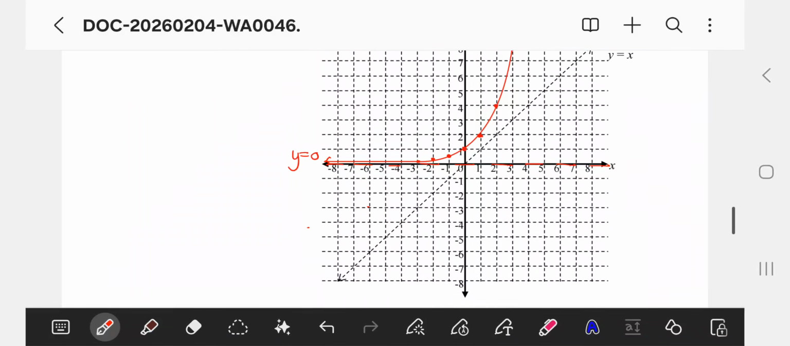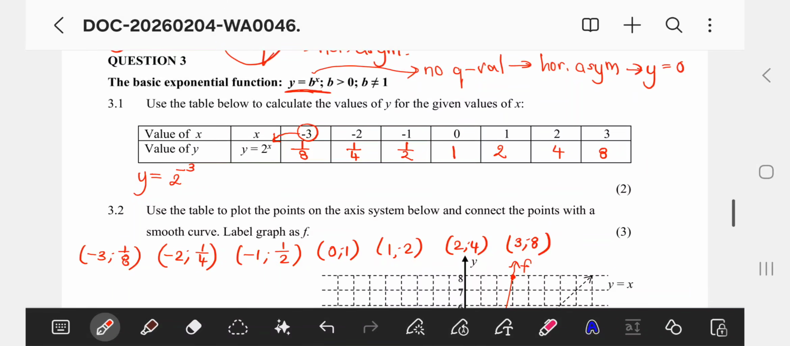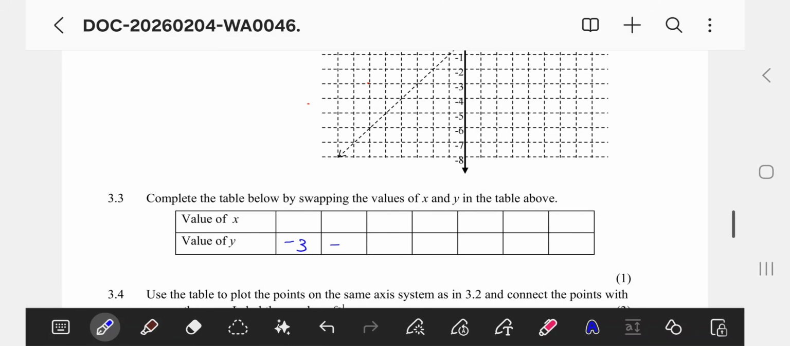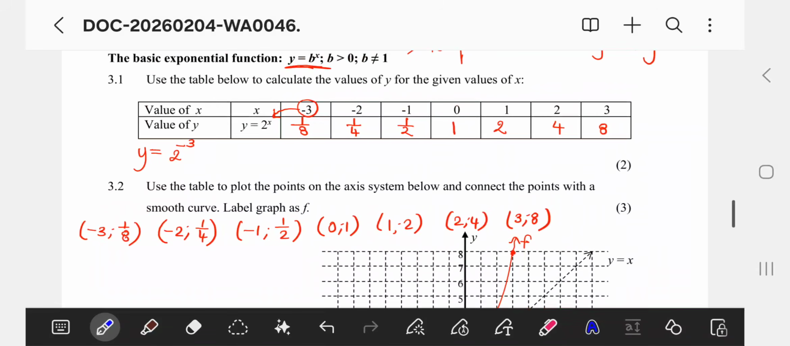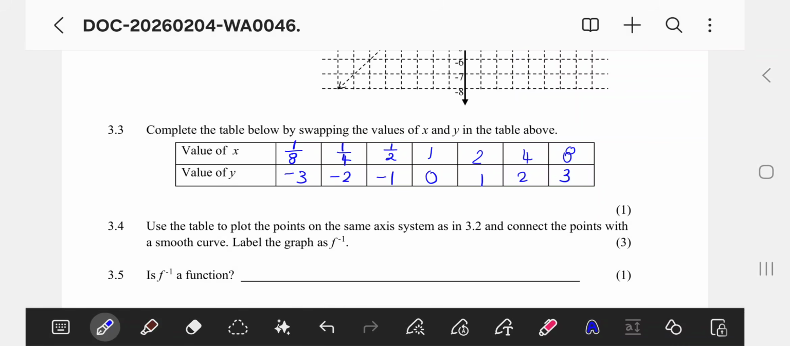So that is the graph of f. 3.3 says complete the table below by swapping the values of x and y in the table above. So we've done this in the previous two questions. We know how this works. We are going to take all of these x values and now make them y. So our y values are going to be -3, -2, -1, 0, 1, 2, 3. All of our y values here are going to become the x values. So that is going to be 1/8, 1/4, 1/2, 1, 2, 4, 8.